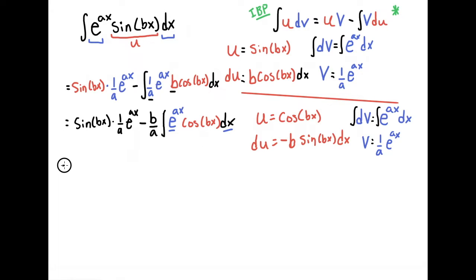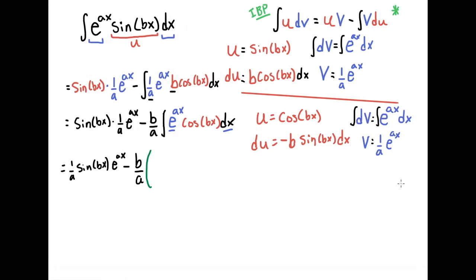So let's rewrite our original statement here. Sine of bx times, well, I'm going to bring this 1 over a all the way in front here. 1 over a, let's make it a little bit clearer. 1 over a sine of bx e to the ax minus b over a, and this is the integral that we've been integrating for our second round of integration by parts. So I'm going to wrap this in some big brackets here. Okay, I'm going to close that off with the left-hand side.